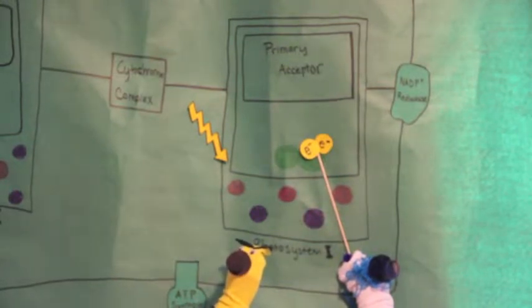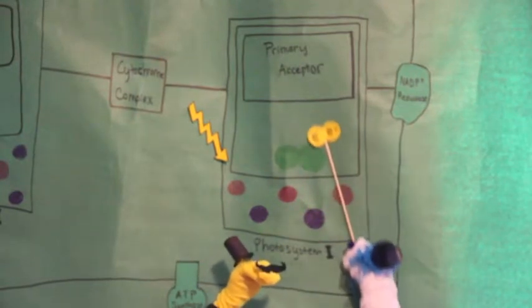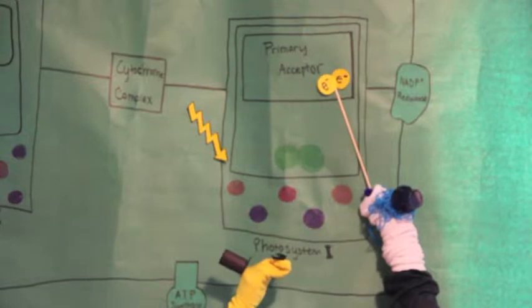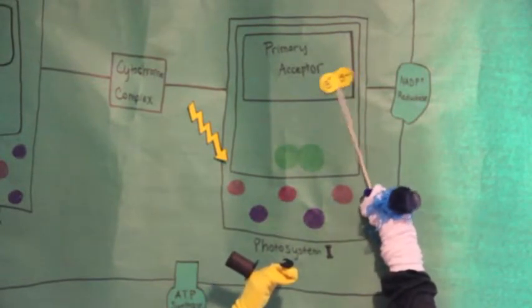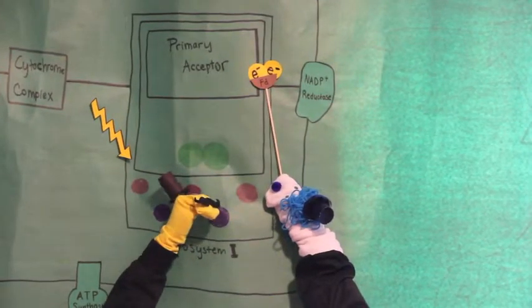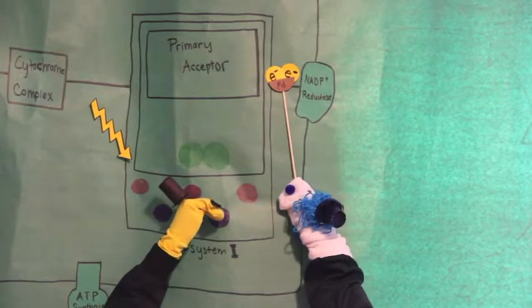The energy gets passed on until it reaches special chlorophyll A. Its electrons get excited and get caught by the primary acceptor. The electrons are super energized again as they get put on the electron transport chain. The electron carrier FD takes the electrons to NADP plus reductase.